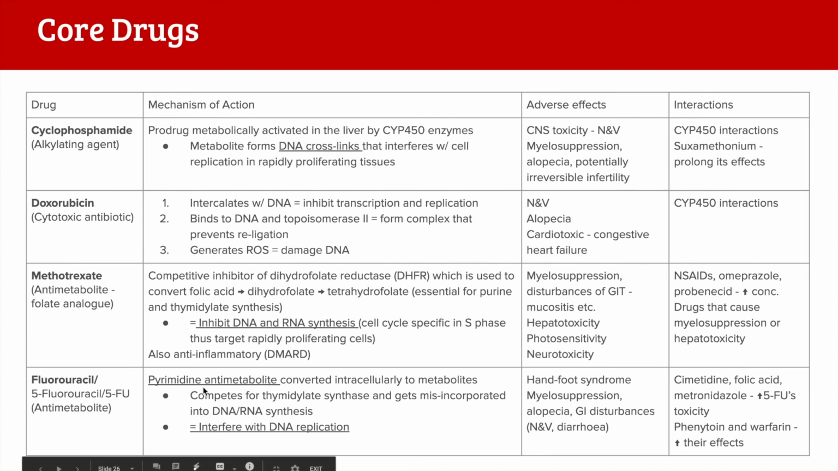It is converted intracellularly to metabolites. There are all these different kinds that we don't need to know the names of, and apparently some of them can compete for thymidylate synthase, which we have seen earlier. I guess it's an enzyme that's needed in DNA replication. Or it can also get misincorporated into DNA or RNA synthesis. So all these different ways allow it to interfere with DNA replication.